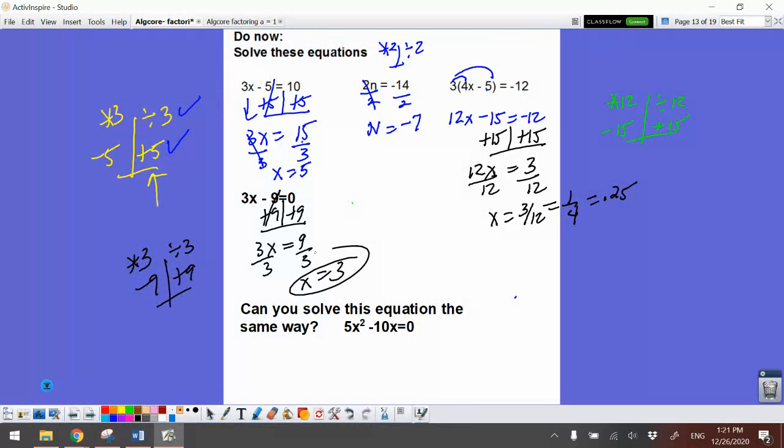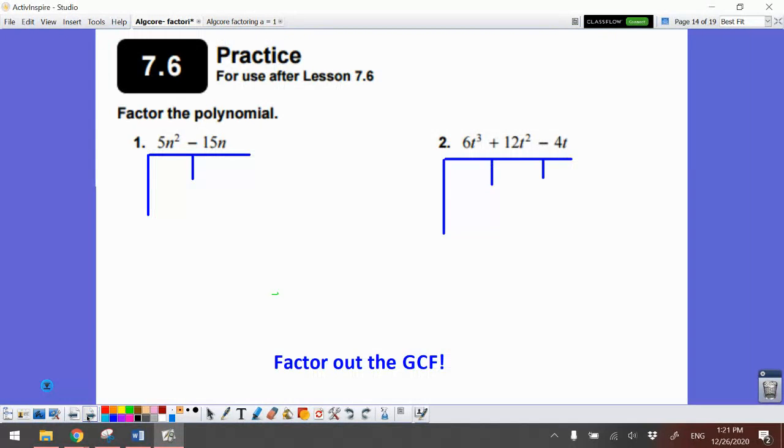Well, so what we're looking at is we have this equation of 5x squared minus 10x equals 0. Can I solve it exactly the same way as I have those up top? No, I can't, because I need to have a power of 1. If you look up here, all of these had a variable with a power of 1. So this is where the GCF comes in and factoring out that GCF. Okay, so let's go through that again, practicing that a little bit more, and then we're going to pull out our two equations and solve.